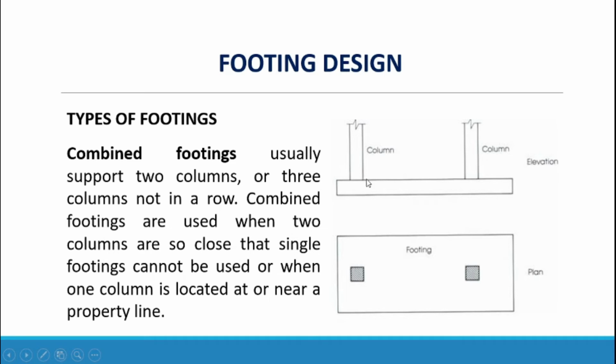If we combine the footing from the left and the footing from the right, using individual or isolated footings, there will be overlapping of concrete. So that's why we can use combined footings.